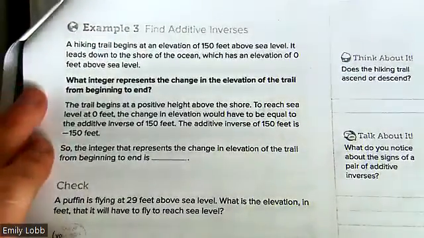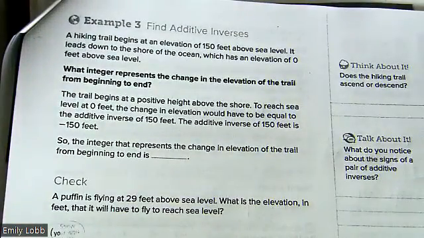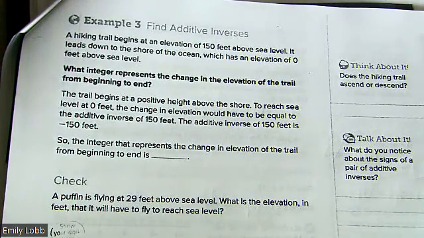So let's look at finding additive inverses. A hiking trail begins at an elevation of 150 feet, rather not feet, above sea level. Oh my goodness. It leads down to the shore of the ocean, which has the elevation of 0 feet above sea level. So sea level they call 0. What integer represents the change in elevation of the trail from beginning to end? So how much did it change?